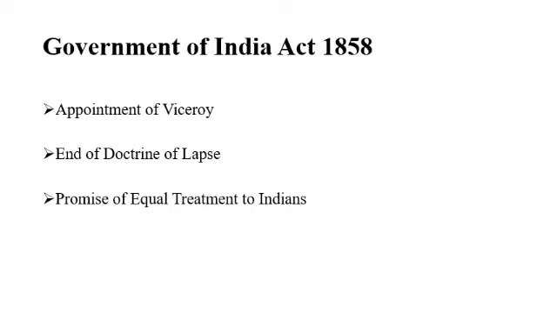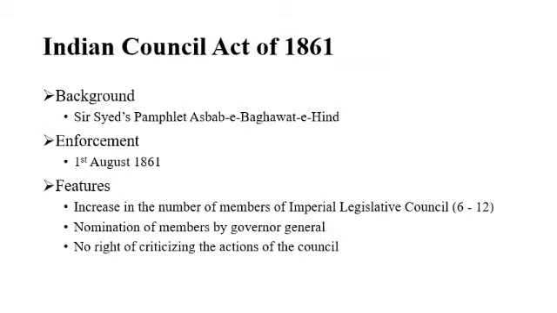The Queen announced that onwards, from 1858, complete India will be under the viceroy system. Onwards, the viceroy will just implement the rules and convey the message of the British Parliament to Indians. And for your knowledge, let me share this point that from 1858 till 1947, a total of 20 viceroys came to India. And this act put an end to the doctrine of lapse, and it promised equal treatment to Indians in order to boost up their courage.